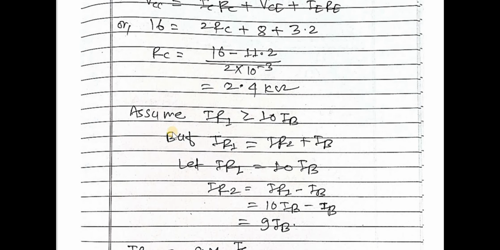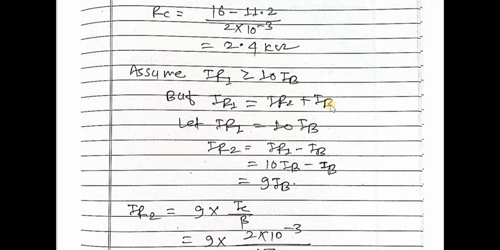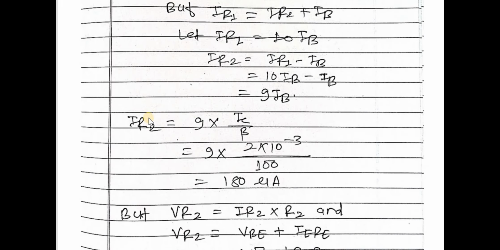Assume IR1 greater than or equal to 10 IB, but IR1 equal to IR2 plus IB. Let IR1, this is IR1 not IR2, IR1 equal to 10 IB. Then IR2 equal to IR1 minus IB, that is 10 IB minus IB, 9 IB. In the place of IB we can write IC upon beta, that is 9 into 2 into 10 to the power minus 3 upon 100, that is 180 microampere.